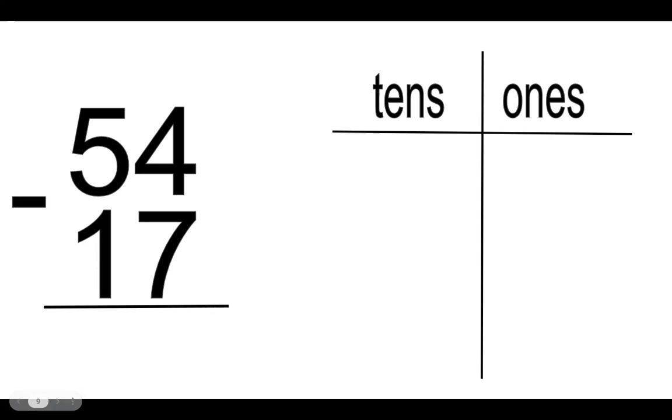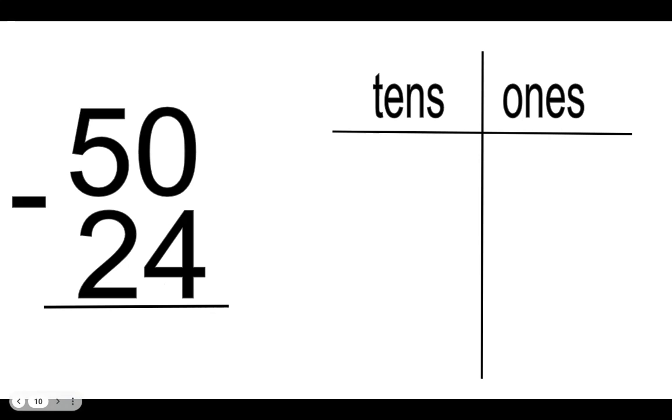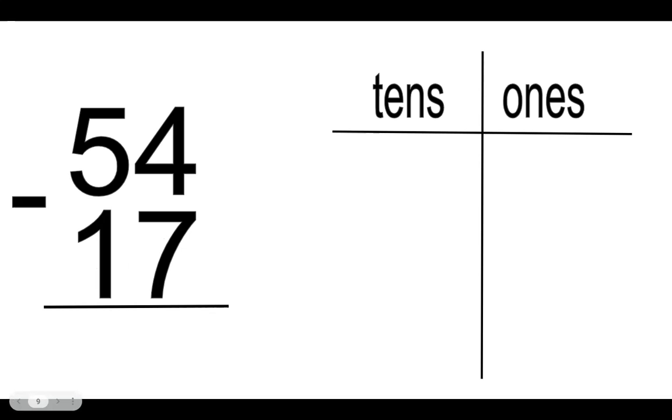All right, let's try that again, shall we? How many tens? 50. There's lots of hitting wrong buttons. 10, 20, 30, 40, 50. How many ones? 4. 1, 2, 3, 4.